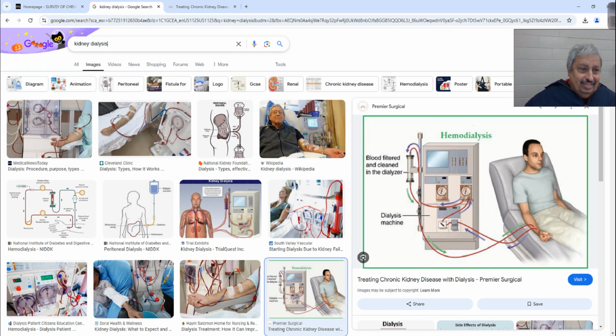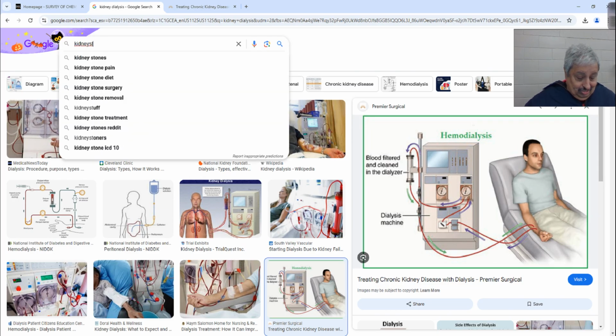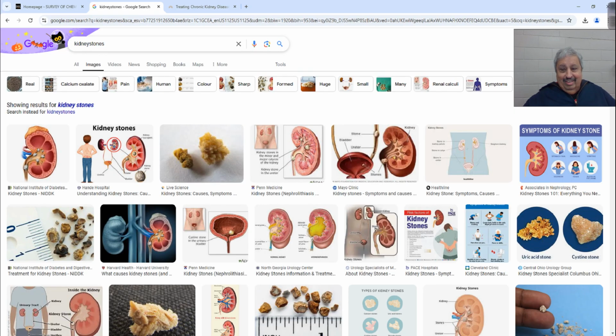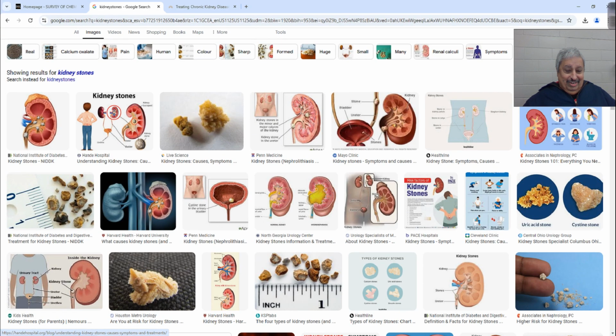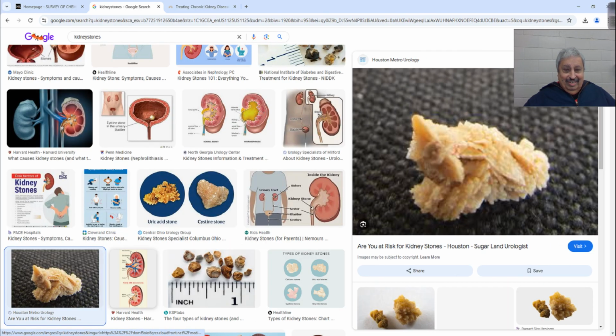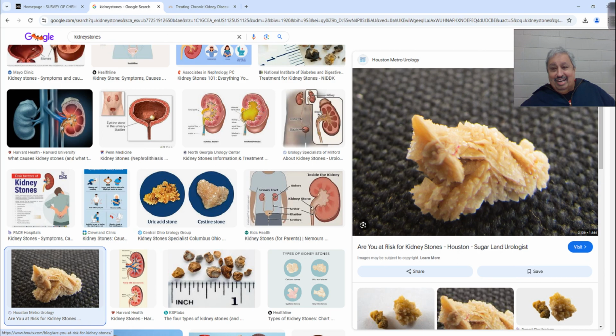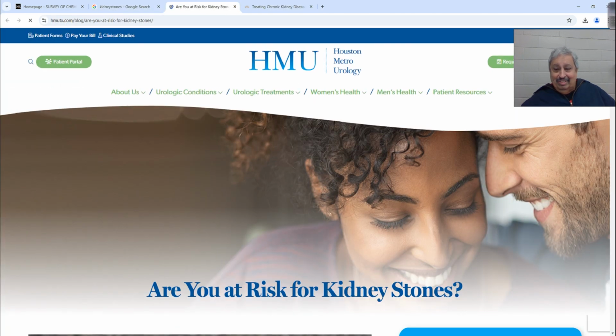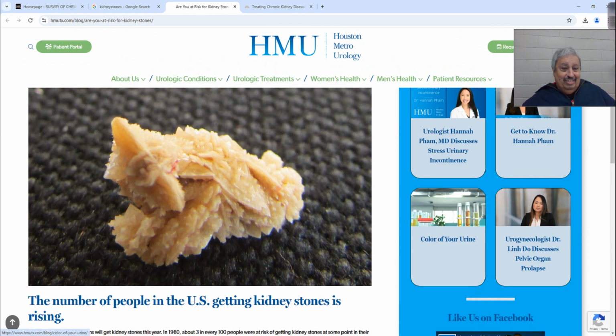So let's see now. Take this one here and, instead of dialysis, write stone or stones. So, different stones. One of the biggest ones here it is. See those two here? Can you see the sharp edges here? Can you see them?